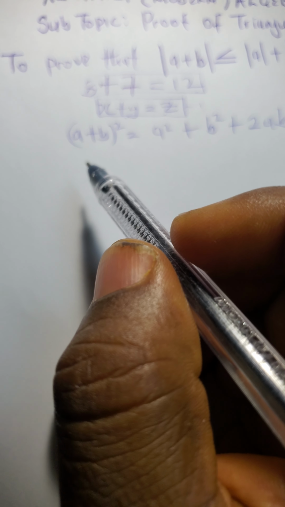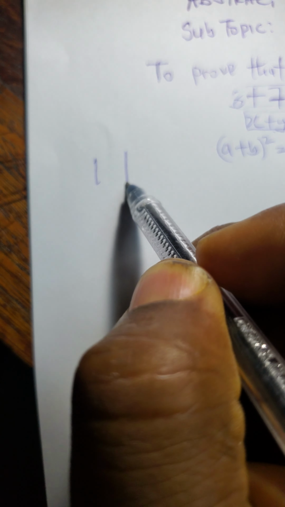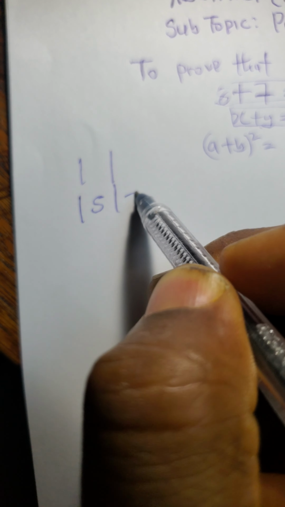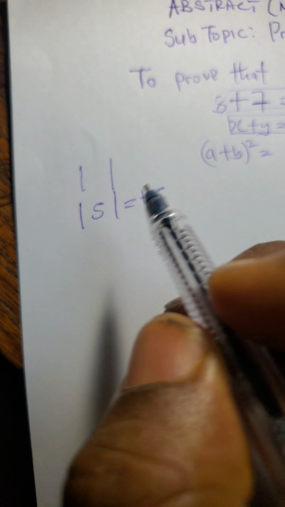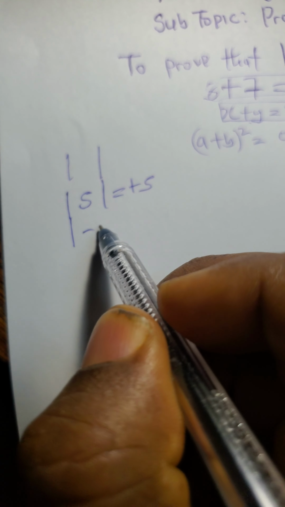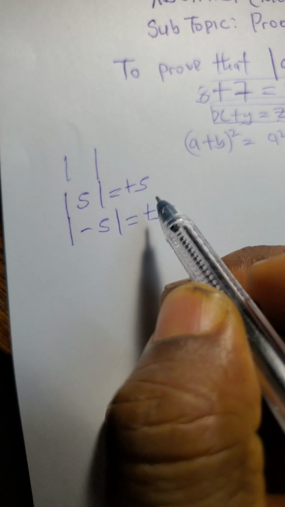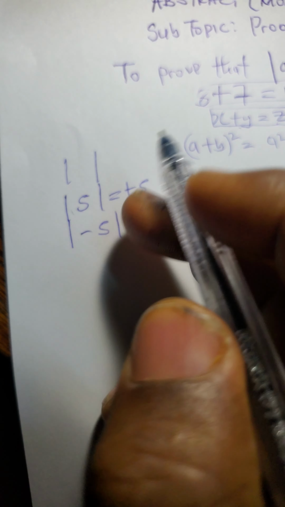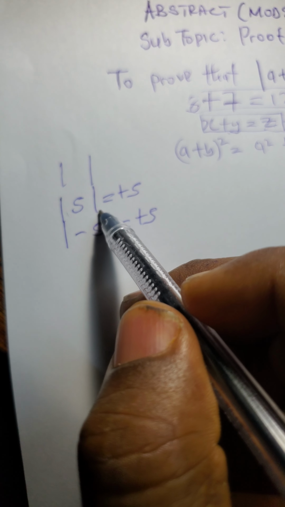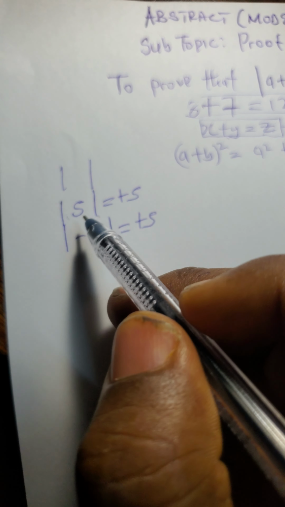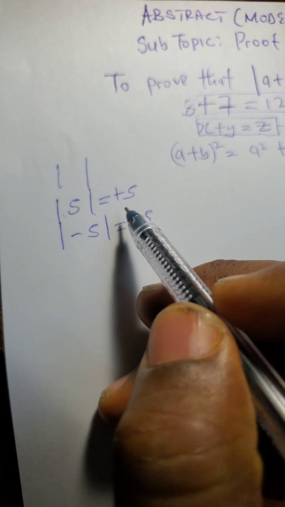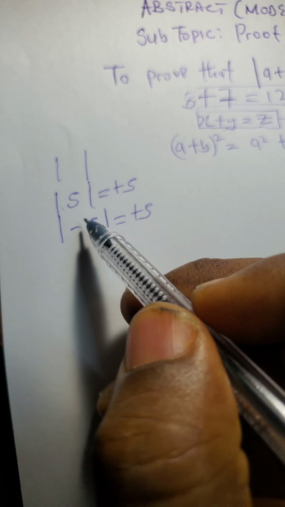Now, if we deploy the absolute symbol, this particular symbol is an absolute symbol. When we talk about absolute value of 5, the answer is plus 5. When we say absolute value of minus 5, the answer is still the same thing as plus 5. So the absolute symbol works as a function on a number. It will transform that number into a positive value, whether the number is negative or positive.